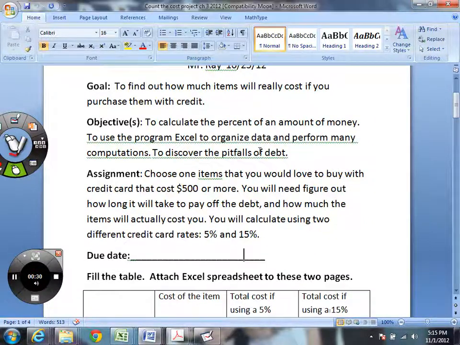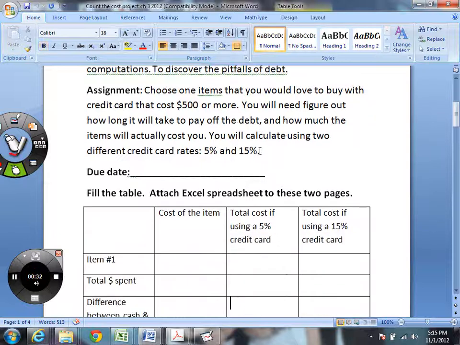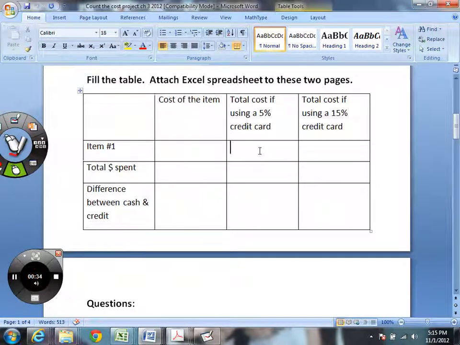So this is the assignment sheet. We'll fill in this table. There's not really a way to fill in this table until you actually use the Excel spreadsheet, and then you can figure out how much things cost at the different percentages of the credit card.